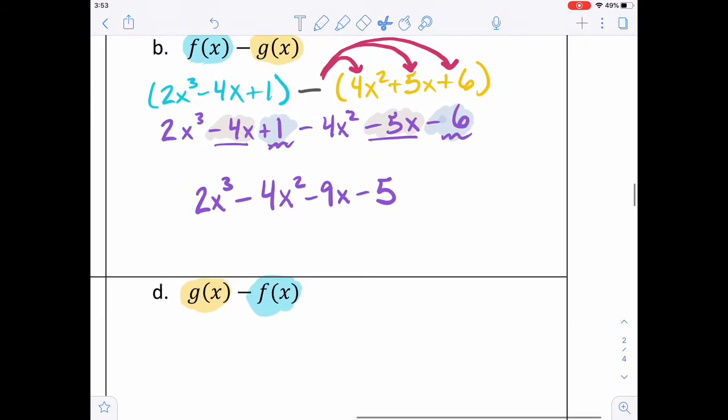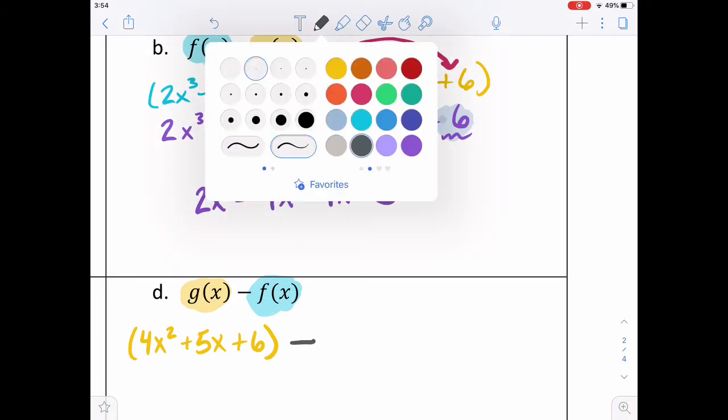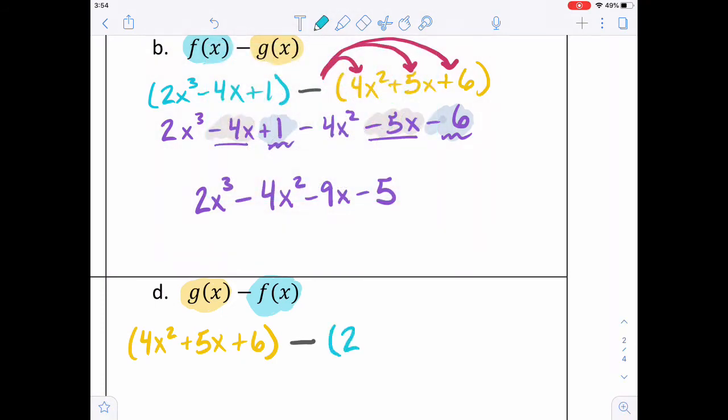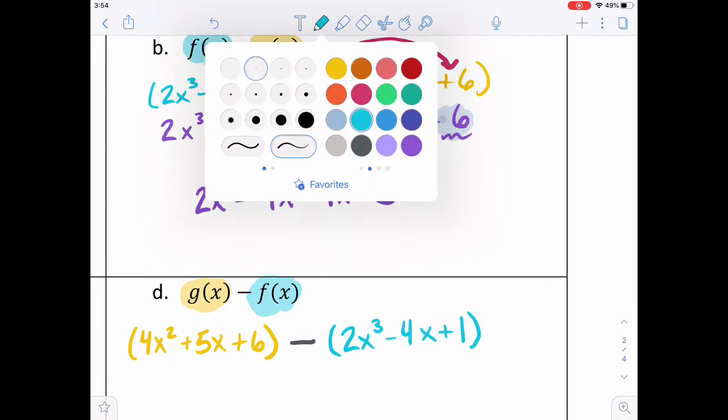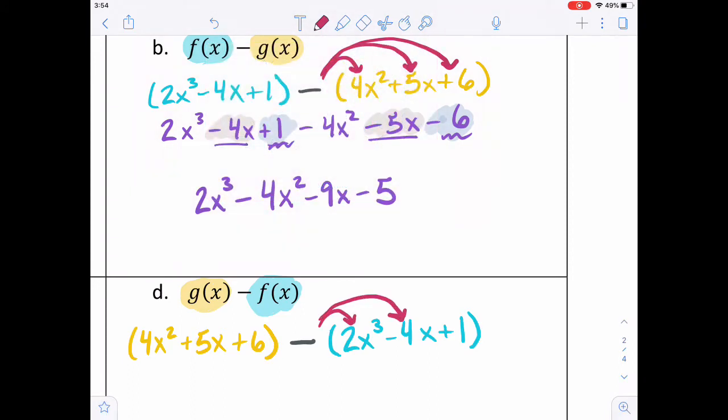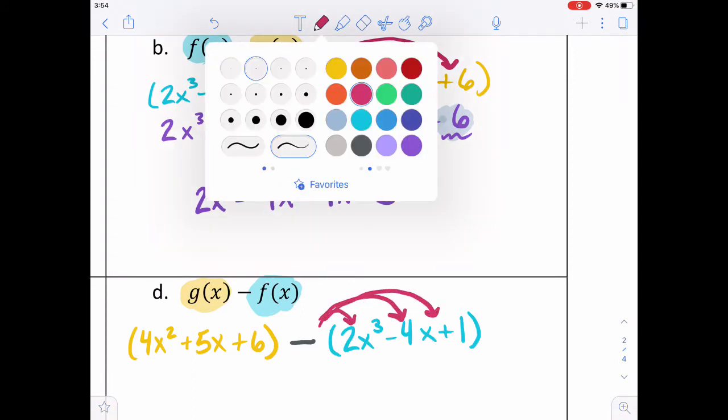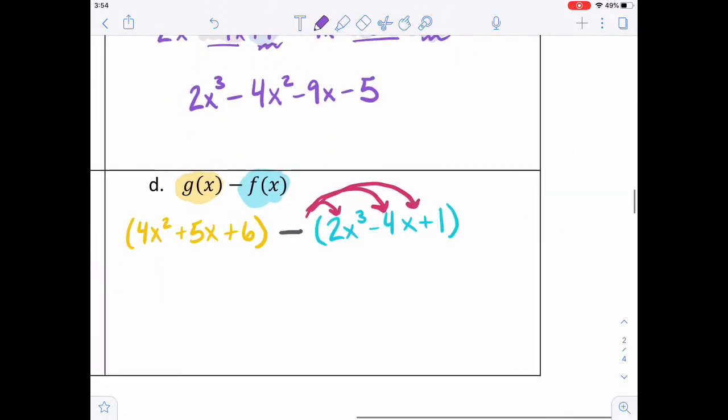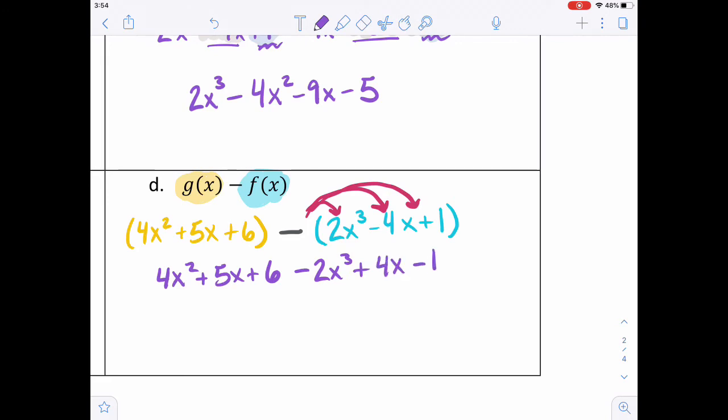Okay, let's try switching the order. So we're going to put g, which is 4x squared plus 5x plus 6, first. Then we are going to subtract f of x, making sure we put it in parentheses, 2x cubed minus 4x plus 1. Got to make sure that we subtract, so we need to change all of these signs, and then we can get rid of our parentheses. And so when we do that, we now have 4x squared plus 5x plus 6, nothing changes in here, and then we have minus 2x cubed plus 4x minus 1.